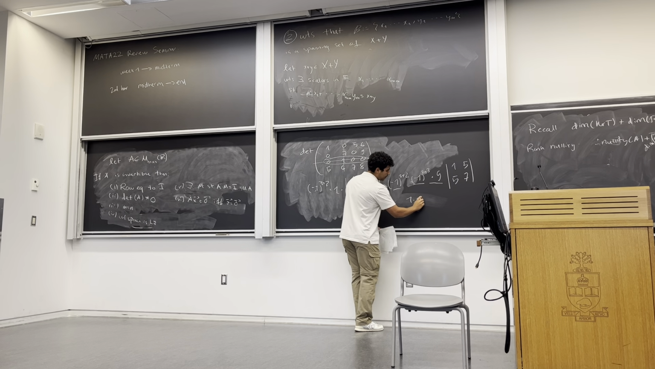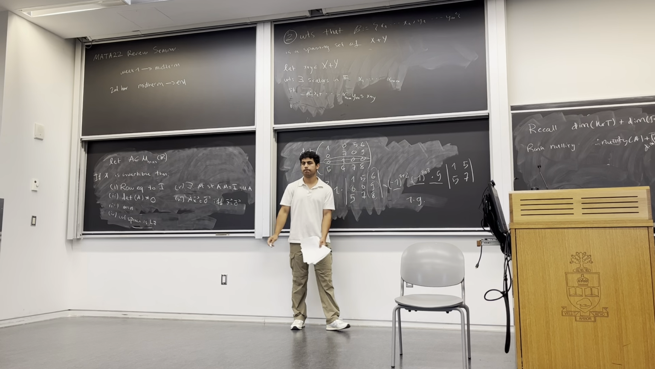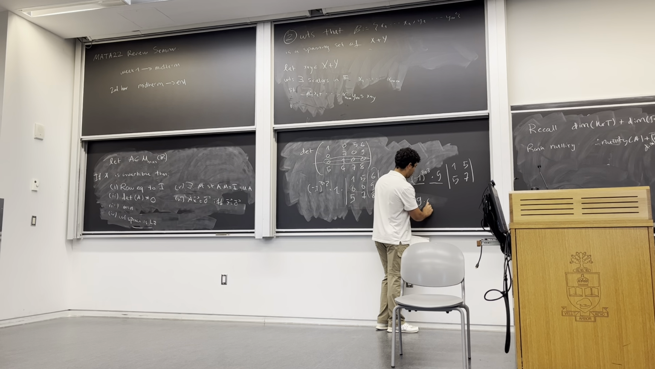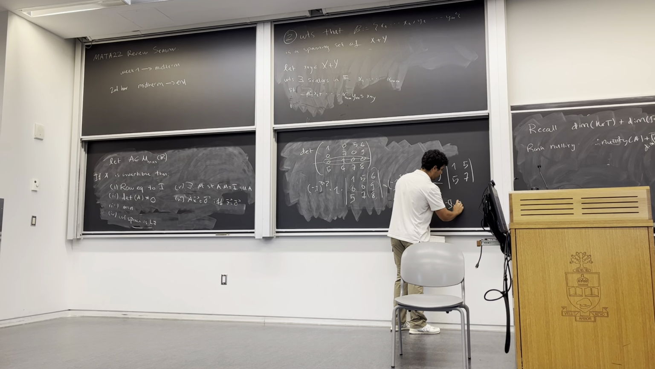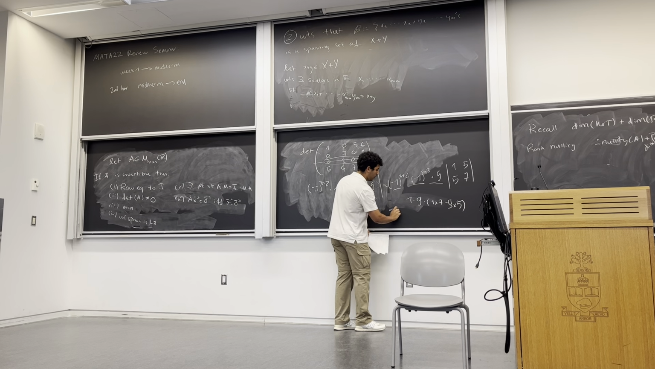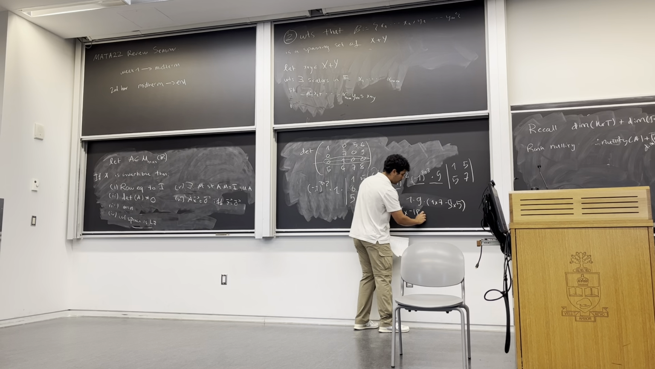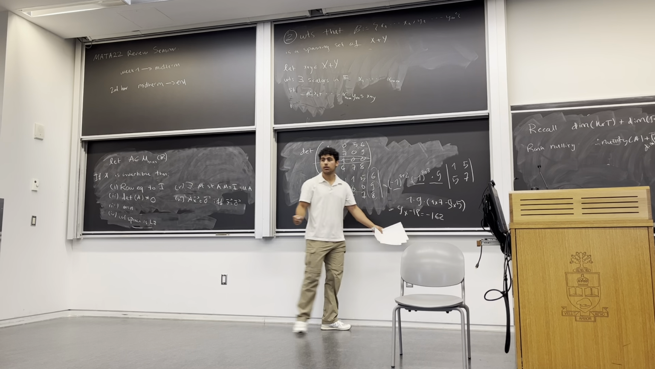So 1 times 9 times, how do we get the determinant of 2 by 2? 1 times 7, and then minus 5 times 5. Which is equal to 9 times minus 18, which is minus 162. Okay?